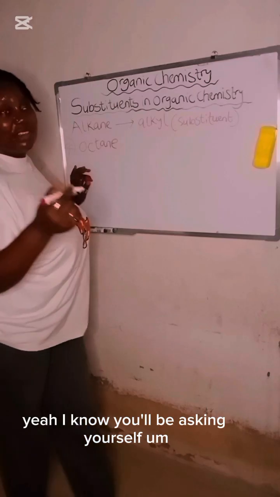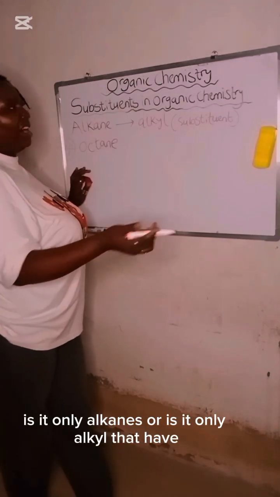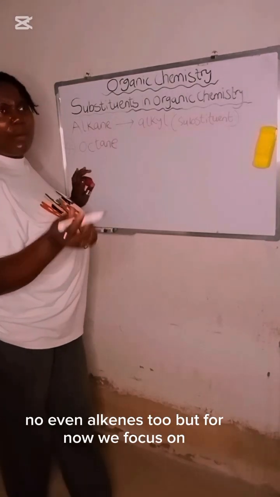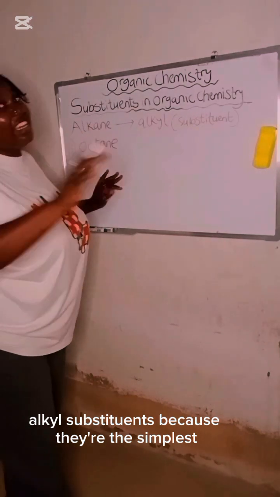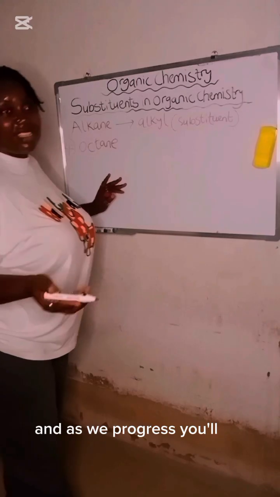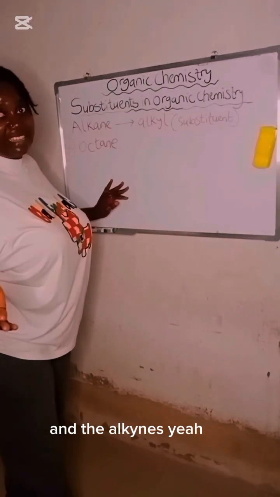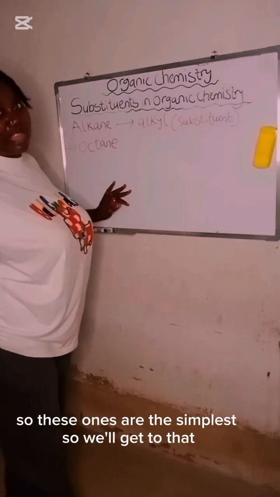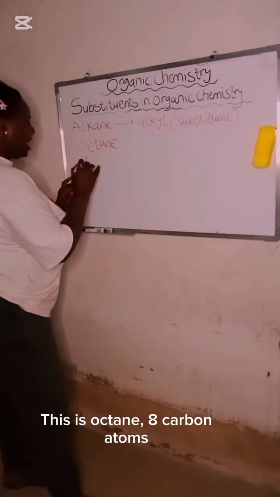I know you're asking yourself, is it only alkanes, or is it only alkyl that have substituents? No, even alkenes too, but for now we'll focus on alkyl substituents because they're the simplest. As we progress, you'll be seeing other substituents like the alkenes and the alkynes. We'll take that step by step. So these ones are the simplest. This is octane, 8 carbon atoms.